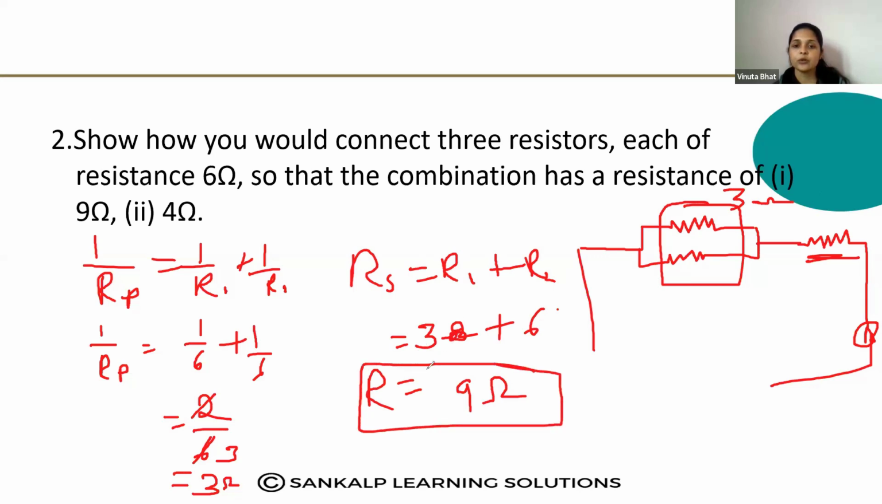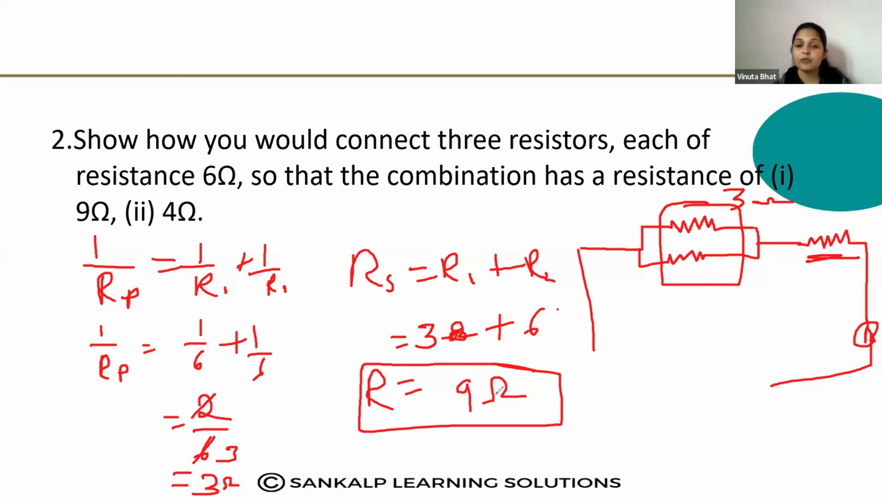So how do we have to connect the resistors to get 9 ohm total resistance in a circuit? Two 6 ohm resistors should be connected in a parallel manner, and one 6 ohm resistor should be connected in series. So like this we have to make the connection. Okay. Yes. Please note down the question.